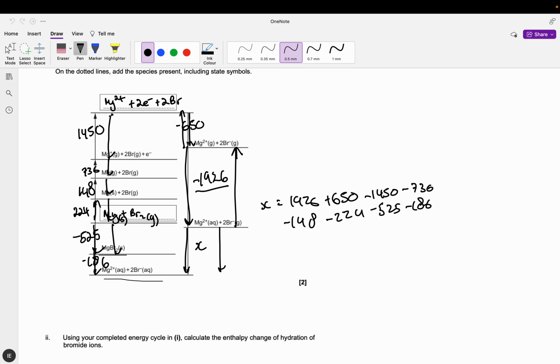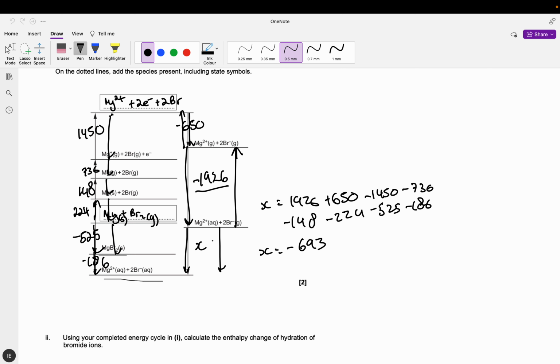So you do 1926. Everyone plug that in your calculator just to make sure I haven't made a mistake. Minus 1450. Minus 736. Minus 148. Minus 224. Minus 525. Minus 186. And your answer is minus 693. Cool. We're still not done.